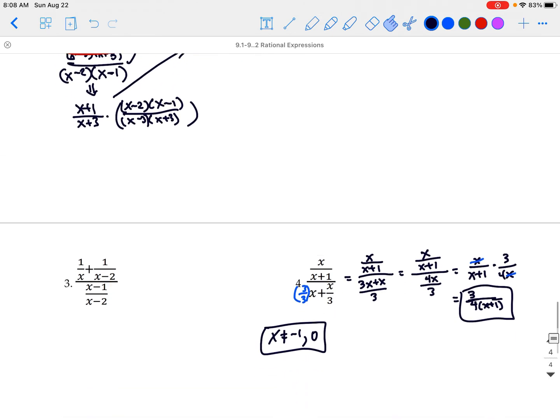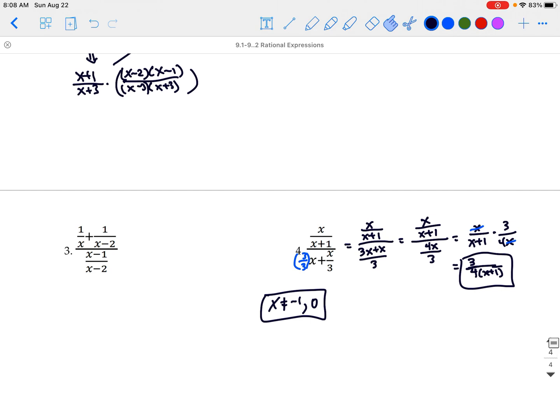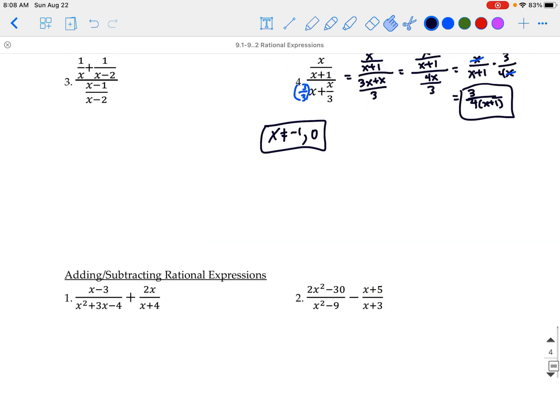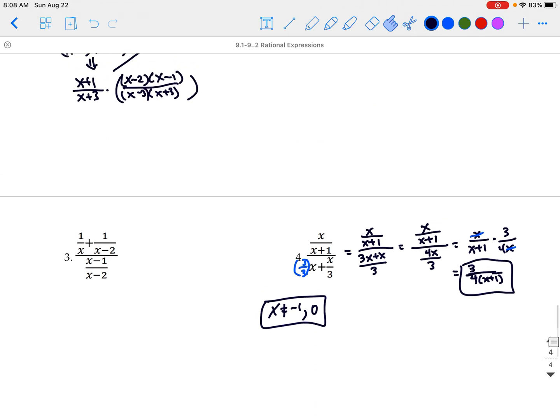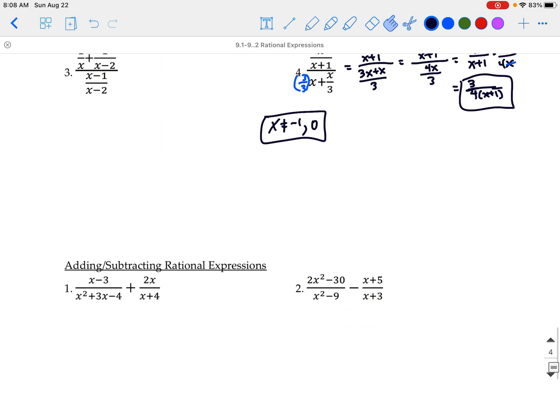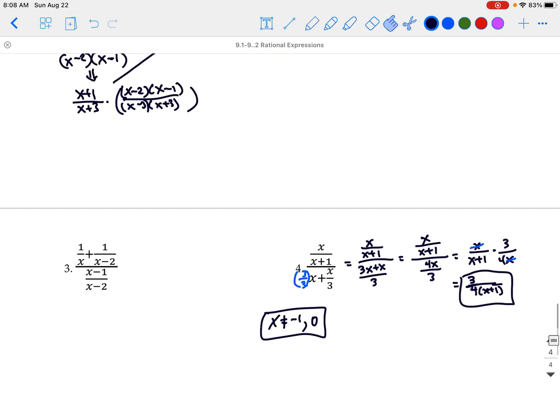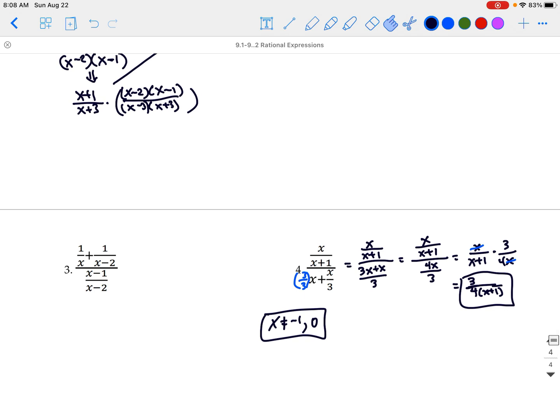So again, 2 and 3 you can do on your own and check those completed notes online. And then our last step is going to be adding and subtracting. I think we'll stop here and we'll add a part 3 to focus on adding and subtracting, because these are going to be examples where we need to be really careful. So we'll pause here, come back for the third video.